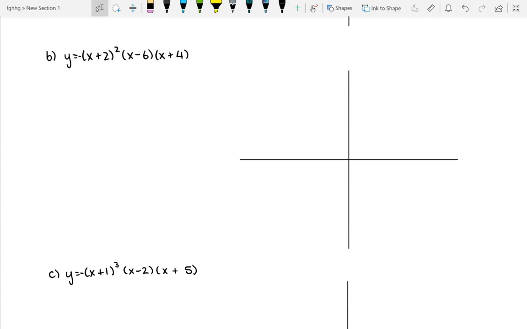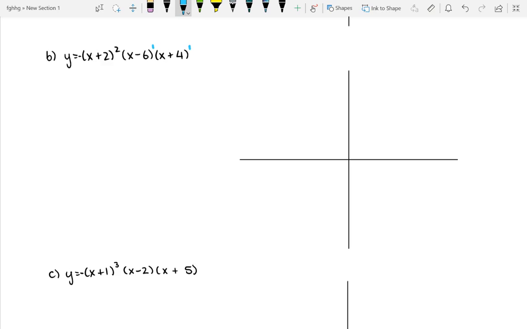So I've got y equals negative x plus 2 all squared times x minus 6 times x plus 4. Now take note of the exponents that we have here. For x plus 2, the exponent is 2. For x minus 6, the exponent is 1. And for x plus 4, the exponent is also 1. So we have something a little bit different here. The factor x plus 2 has an exponent of 2.